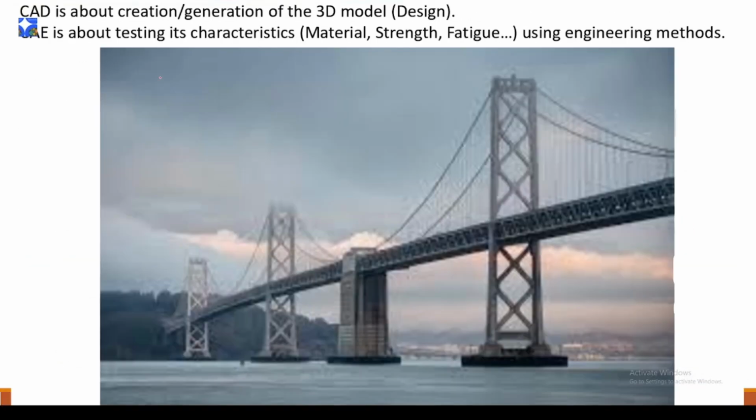So CAD is all about the generation or creation of the 3D model. Whatever model is given to you by the CAE engineer as per the dimensions, the duty of the CAD designer is to just produce the same model, or model it.